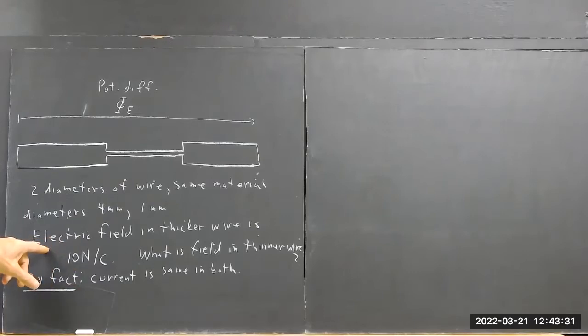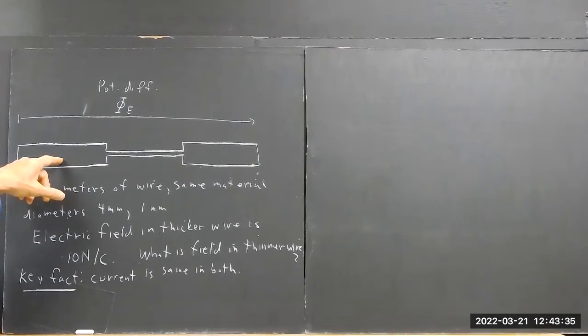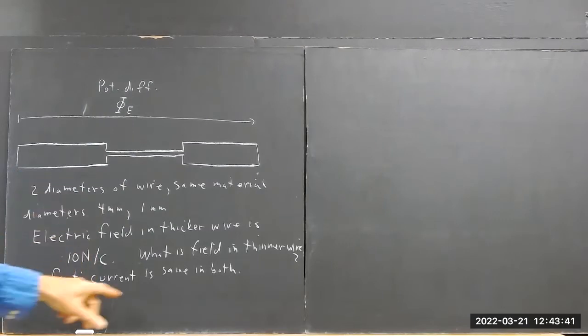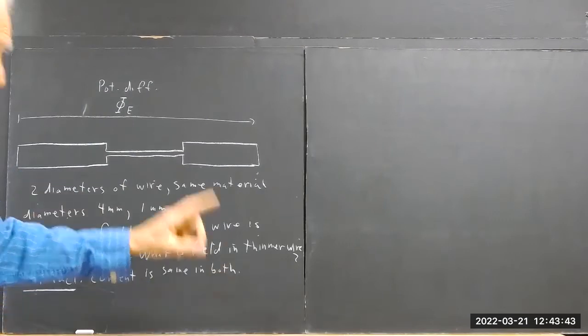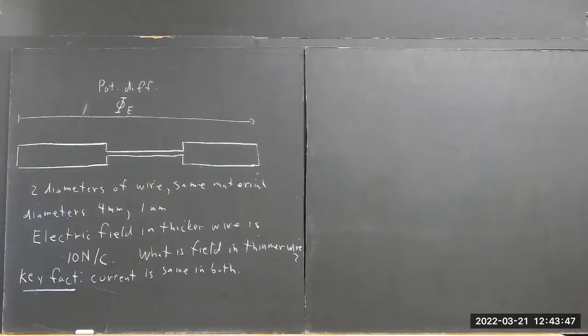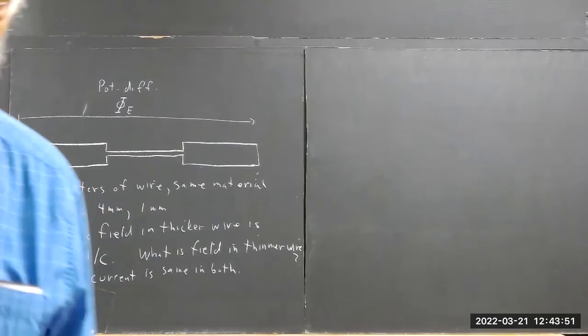Now, let's say the electric field in the thicker wire is 10 newtons per coulomb. The question then is, what's the electric field in the thinner wire? And the key fact is the current's the same in both. So first question, just to start getting our heads around it a little bit, is in which wire do you need the bigger electric field?